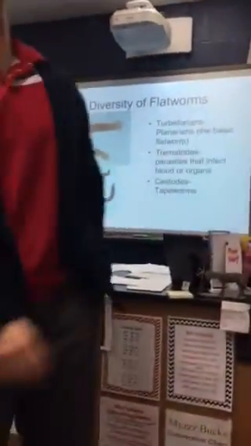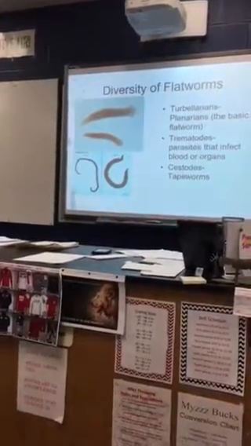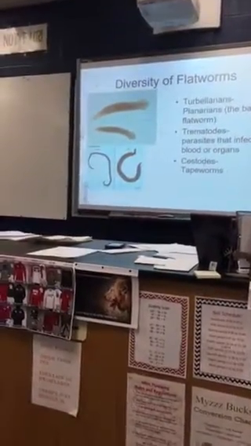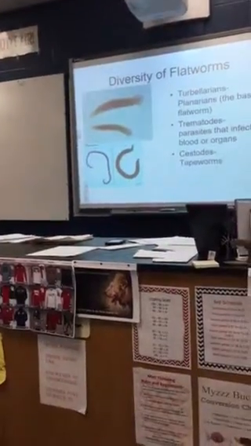Our three classes of flatworms are the turbellarians, which most people don't call that, they call them the planarians. Planarian is the basic flatworm. It's pretty much every picture I've shown you thus far. Auricles on the side, eye spots, that's the planarian, okay? So that one right there is a planarian.